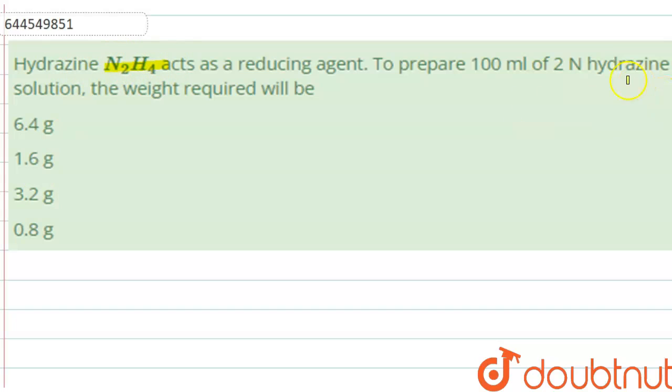The question given here is: hydrazine, which is N2H4, acts as a reducing agent. To prepare 100 ml of 2 normal hydrazine solution, the weight required will be... Since hydrazine, N2H4, is a reducing agent, it reduces other compounds and itself oxidizes to N2.